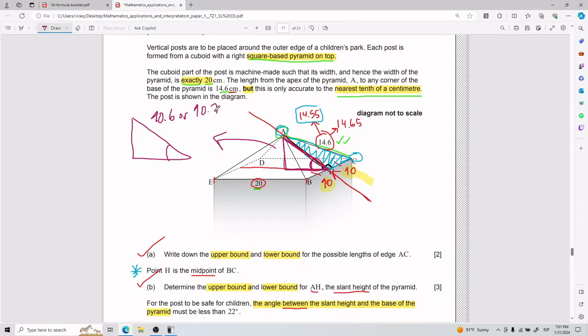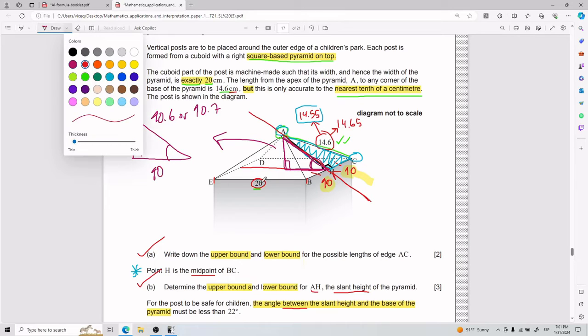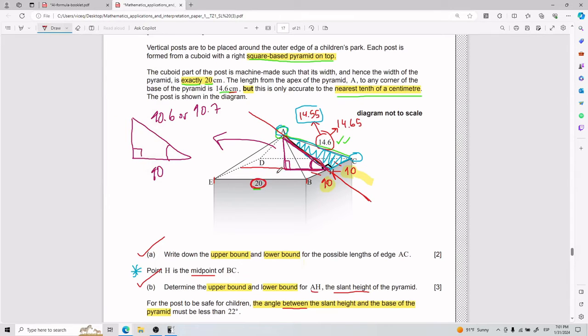What else do I know about this triangle? There's a 90-degree angle here because it goes straight up from the apex to the base of the pyramid. And you know that this is 10. Why do you know that it's 10? Because of this 20 here, that means half of it is going to be 10. The other half is also going to be 10. It's no different than the midpoint we talked about earlier. That is all I know about this triangle.